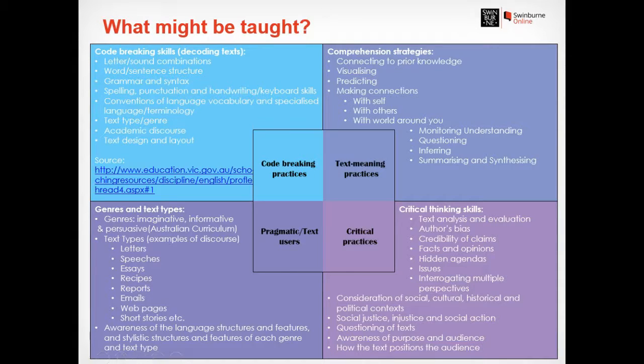The second resource of the model, text meaning practices, refer to the practices that children use or anyone uses in order to make meaning of the text.